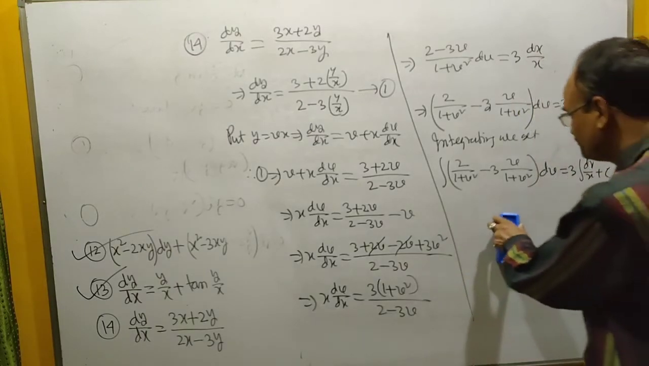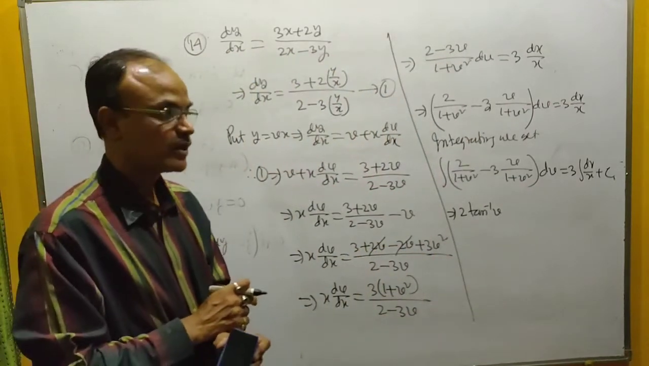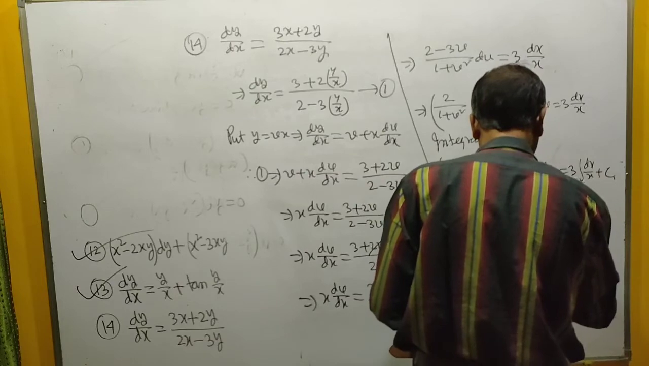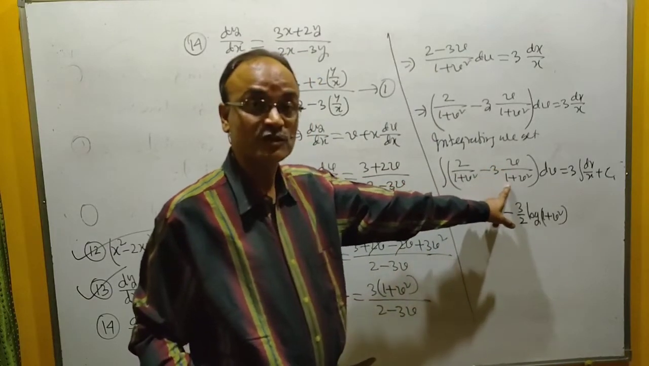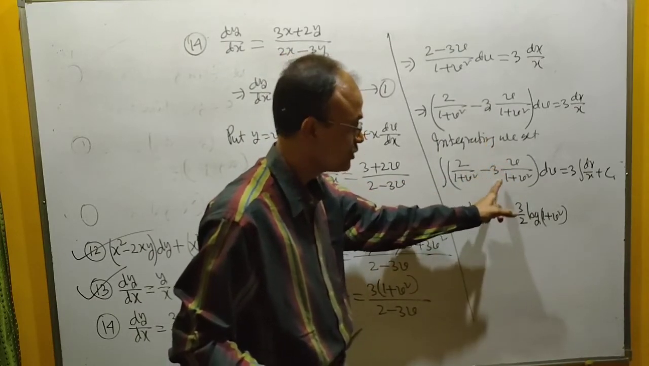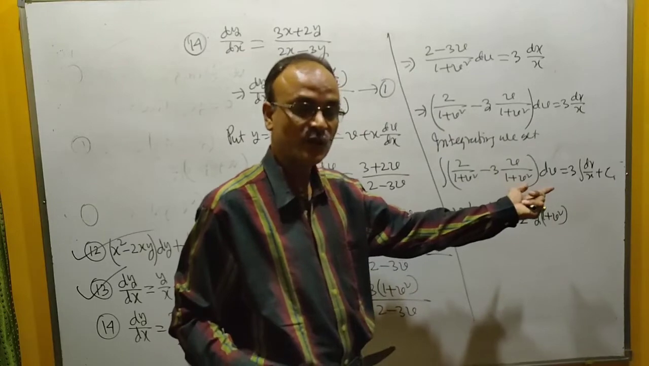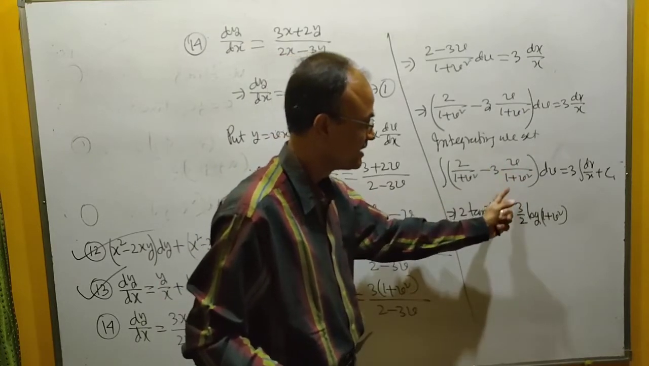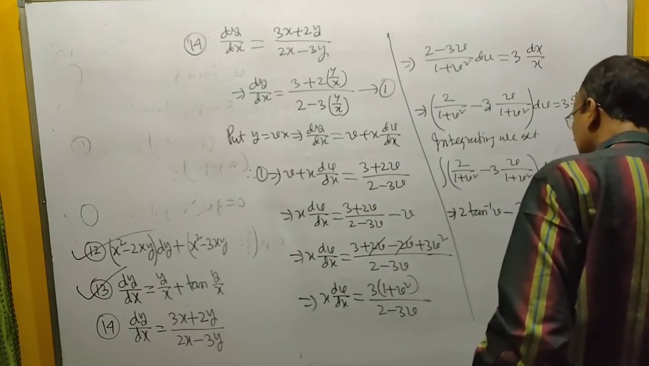See, it's a double simple integration. 2 times one by one plus v square is tan inverse v, minus 3 by 2 log of 1 plus v square. Differentiate 1 plus v square, you will get 2v, so you should multiply numerator by 2 and denominator by 2. This time the numerator is 2v and the denominator is 1 plus v square. Differentiate the denominator, you will get the numerator, so the integration is log of the denominator. This is equal to 3 log x plus c.